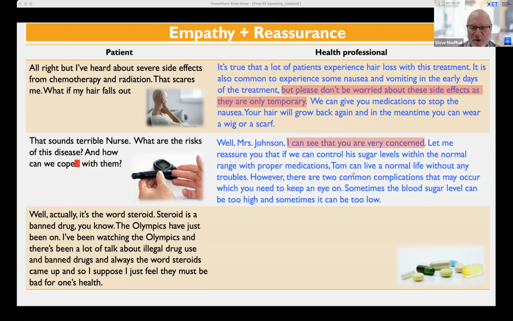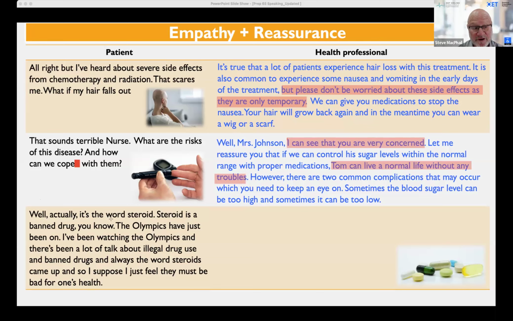All right, so we've spoken about risks, we've responded to the patient's question. We've also said what we need to do, keep an eye on them, and we've given them the two possible examples, all right? But lots of reassurance. Tom can live a normal life without any troubles. That's very reassuring for the patient. So it's very clear. Next one.